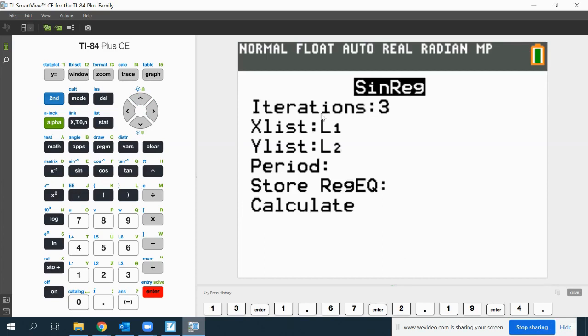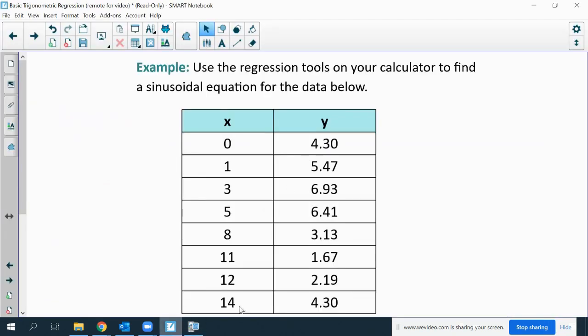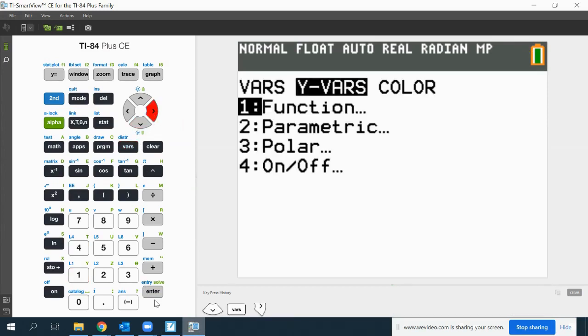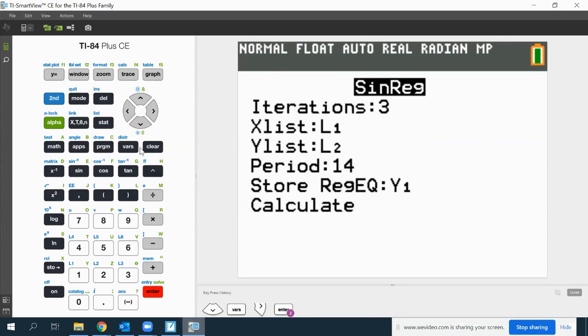If we're looking at this, 3 iterations seems good to me. We also seem to know what the period is because it appears that the period is 14. It's showing us that the first time that we get back to about the same spot is 14 later. So our period is 14. And I will store my regression equation in Y1. Then I will click calculate.